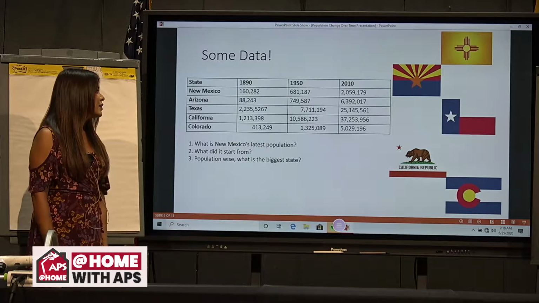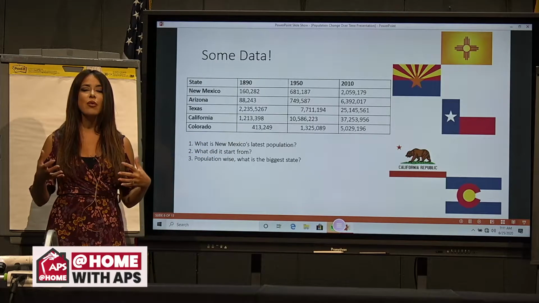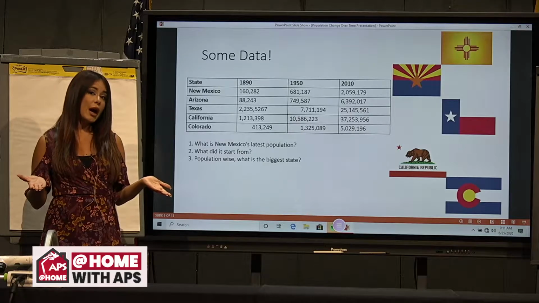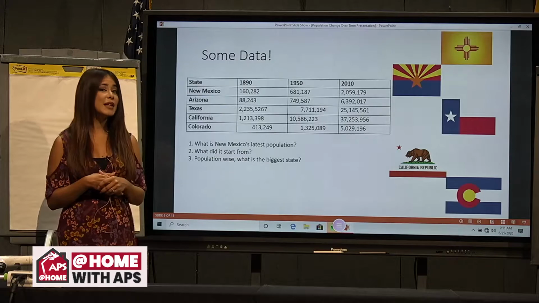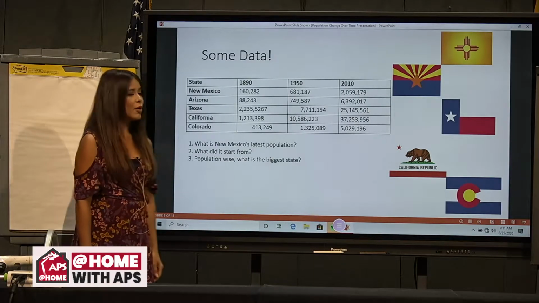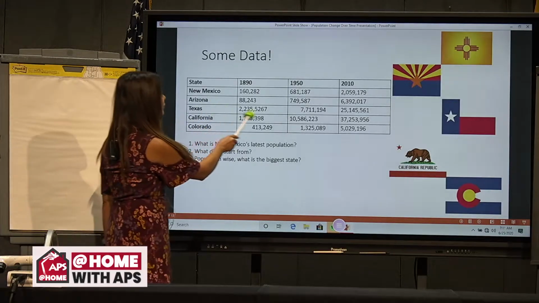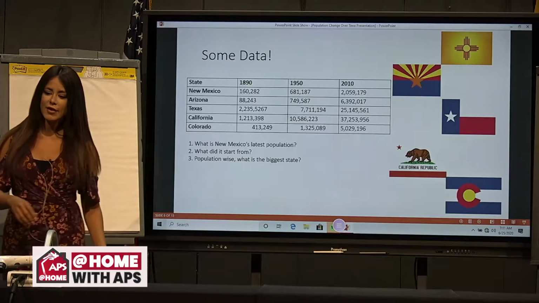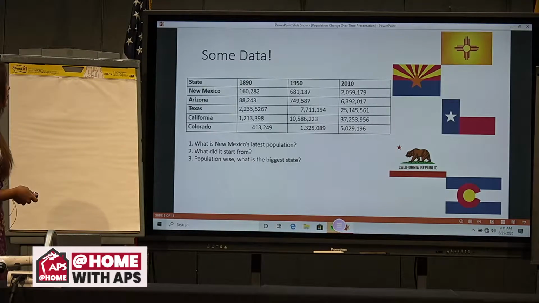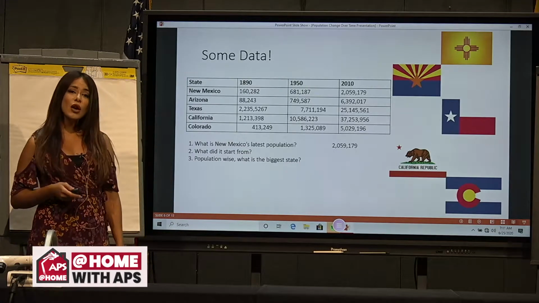What is New Mexico's latest population? Latest means the population that we have information for. Now we're going to get more information after this year's census, but our last census again was in 2010. So what do you think that was, boys and girls? We're going to look at the last column. And our answer should be 2,059,179. Let's see if we're correct. Yes, that's it.